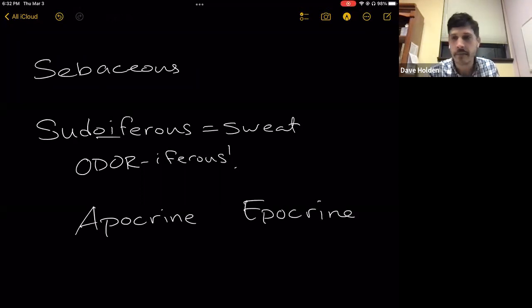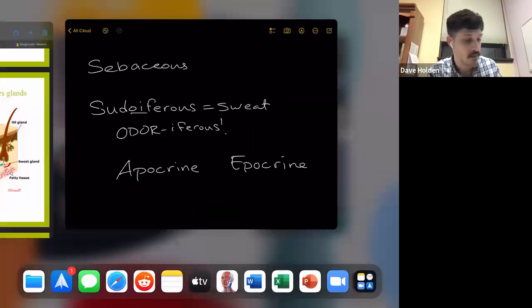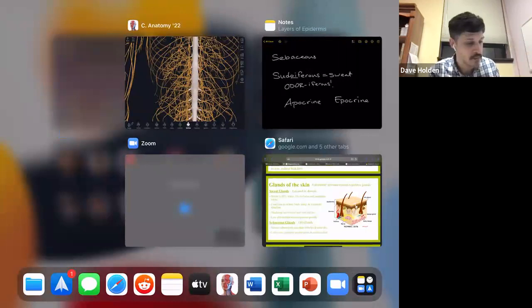And just once, I would like things to be named in a way in medicine that don't sound exactly alike. So apocrine and eccrine glands. Now, I'm going to level with you guys. I have to do a quick Google search just to remind myself which one is which. Sorry, I'm a human. I can only hold so much in my noggin.